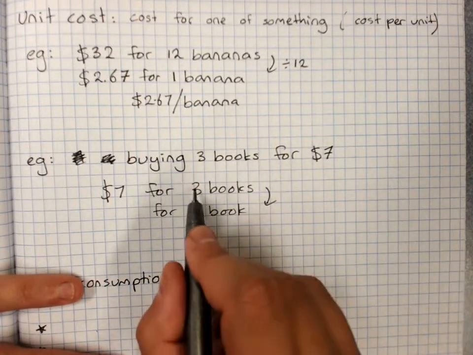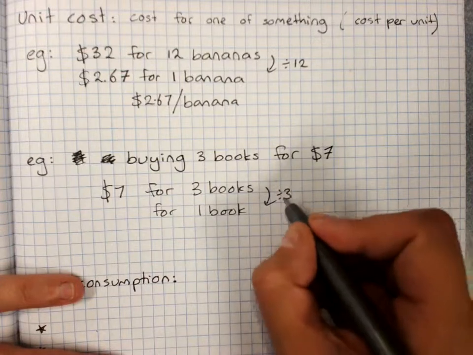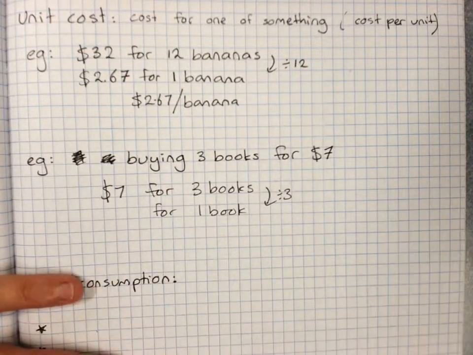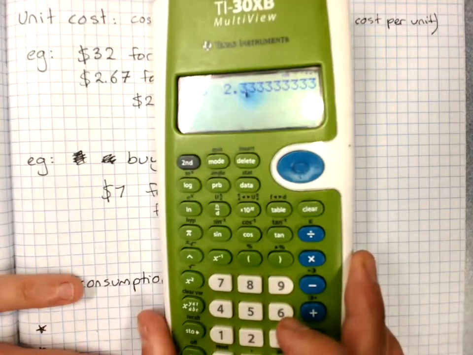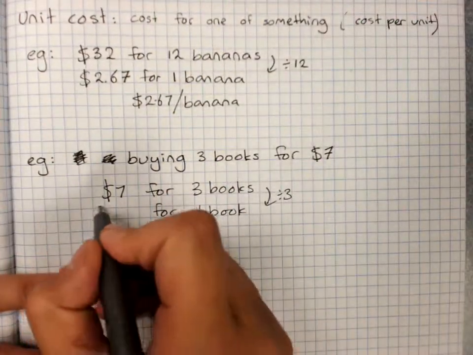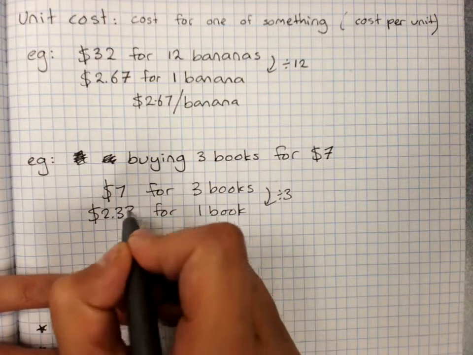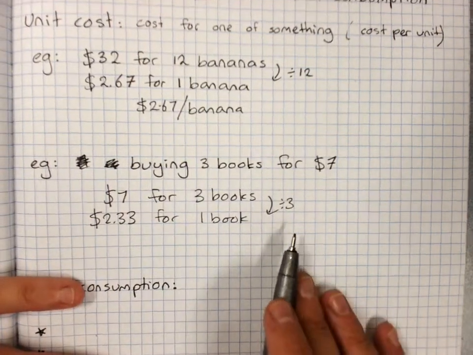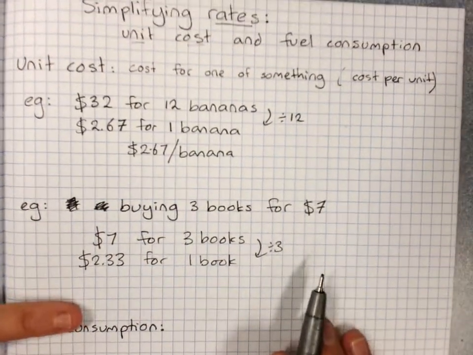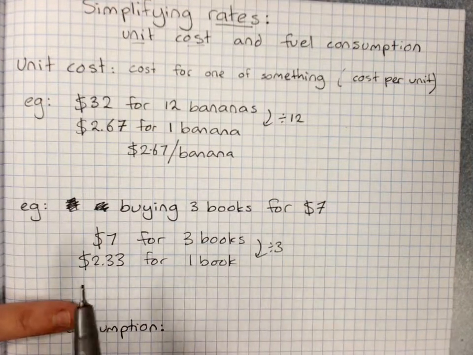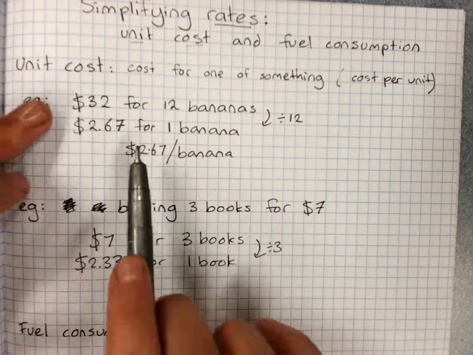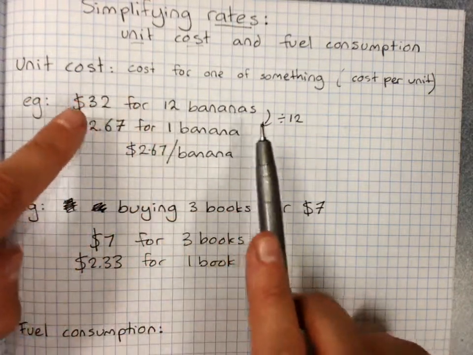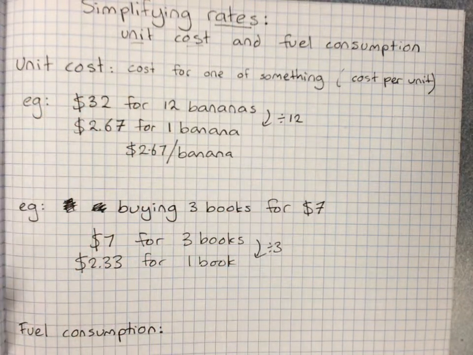We want to get that down to how much it is for one book. This was, to get from 3 to 1, divide by 3. So I've got to do divided by 3 here as well. 7 divided by 3, $2.33 for one book. So this is unit cost. It's really useful for solving problems and working out what you're paying per item. Put the cost first, write it like this and simplify it down, and things will work pretty well.